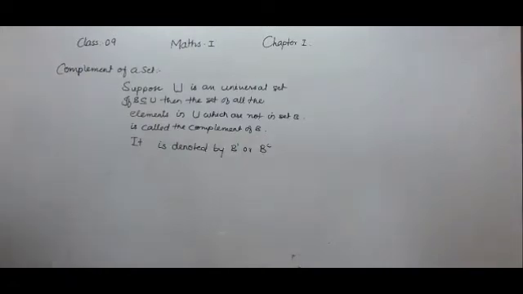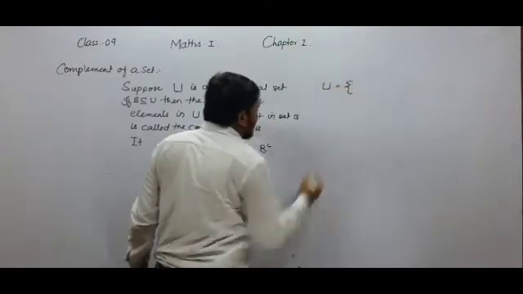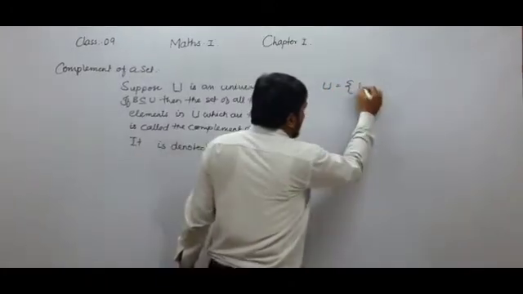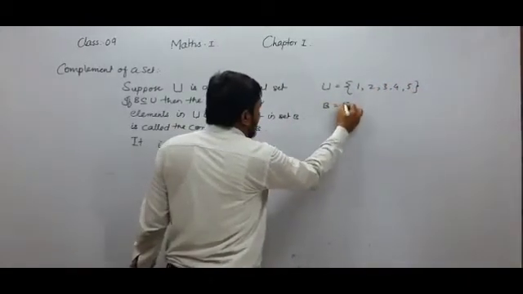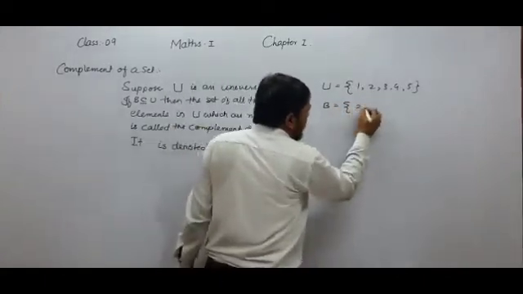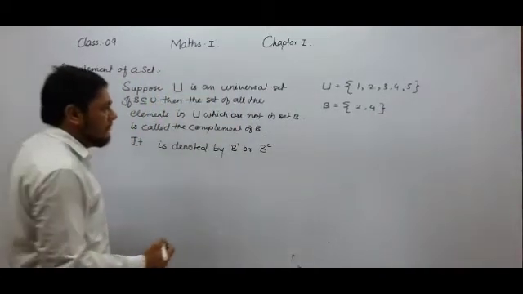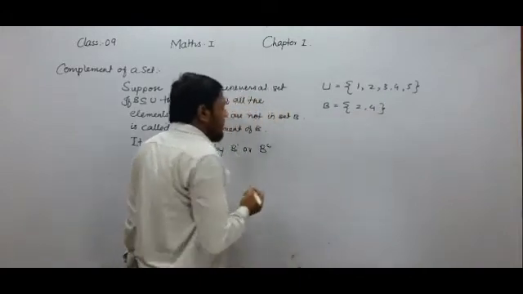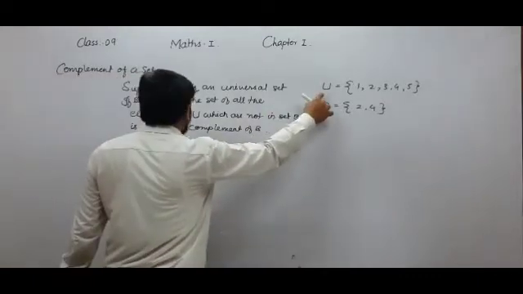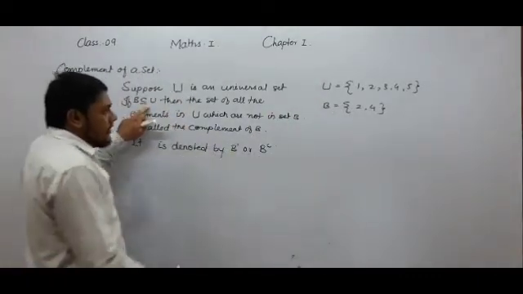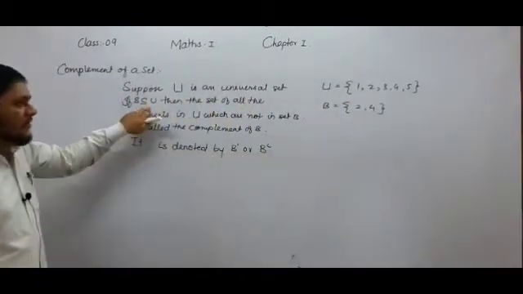So students, you can consider any set. I will consider here one set U which is a universal set. This contains the first 5 natural numbers: 1, 2, 3, 4, 5. Now take another set B which contains even numbers, that is, 2, 4. There are only 2 even numbers, so B is the set of even numbers. So B is equal to curly bracket 2, 4. Now according to the definition of the complement of a set, here U is a universal set. If B is a subset of U, here B is a subset of U because B contains elements which are in that set U.